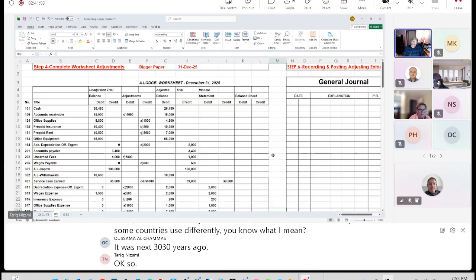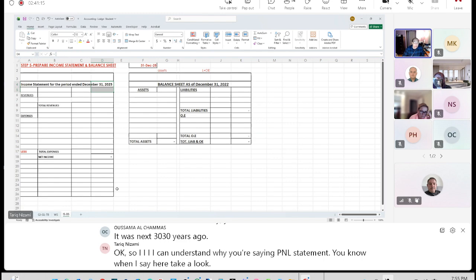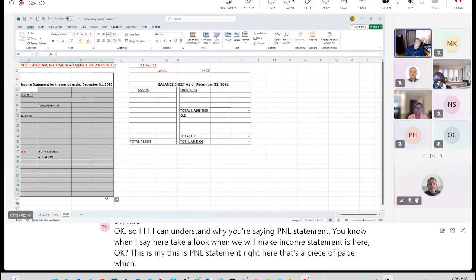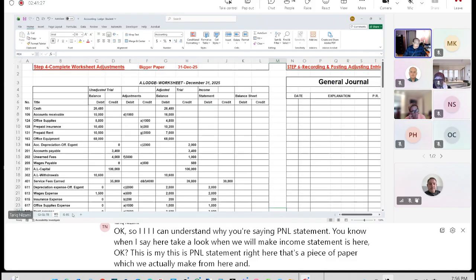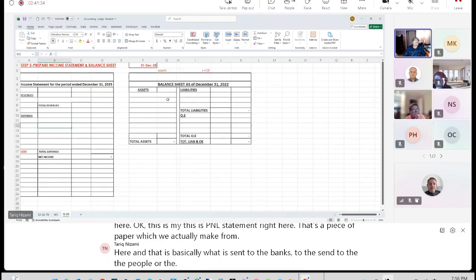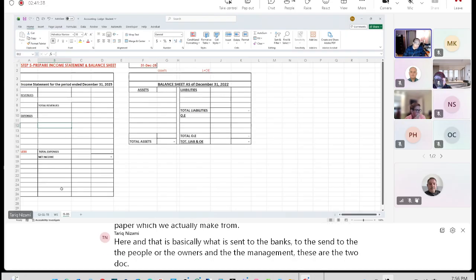So I can understand why you're saying P&L statement. When we make the income statement here, take a look, this is the P&L statement right here. That's a piece of paper which we actually make from here, and that is basically what is sent to the banks, to the owners and the management. These are the papers which we send.